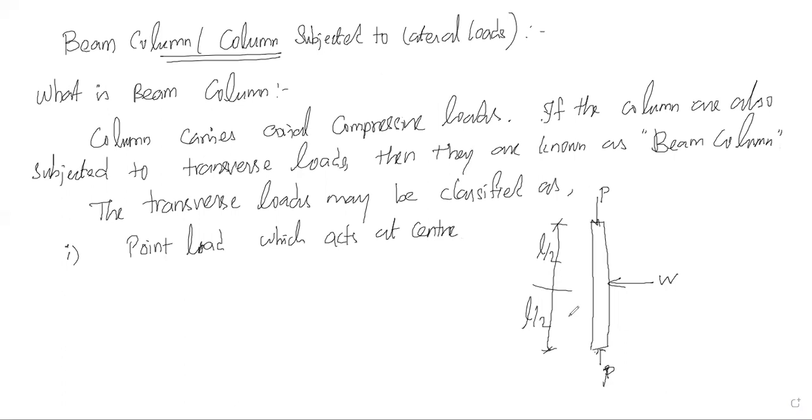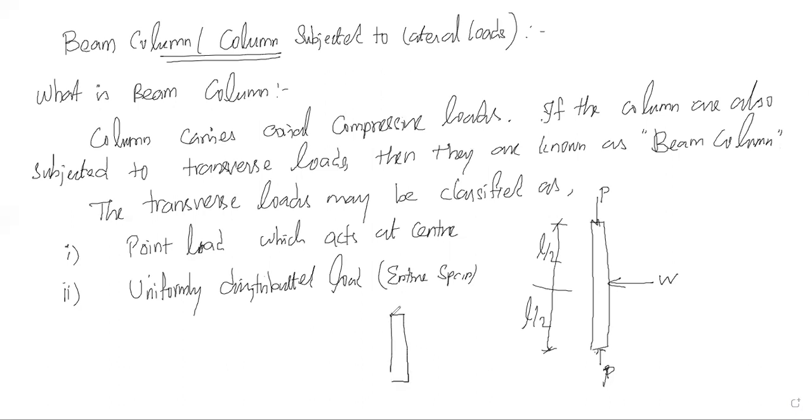Then the second one, the transverse load in the form of UDL, uniformly distributed load. So it is over the entire span. This is the axial compression load, along with that the load W is acting, W kilonewton per meter. So these are the two cases we have in general for the loading condition of the beam column. Next we should move on to the derivation for the point load which acts at center.